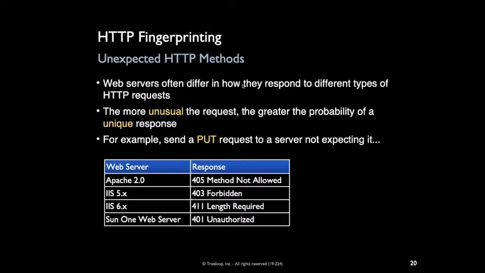So let's say, for example, I send a request to some web server and it's not expecting that kind of request. So I send a PUT request to a web server that's not expecting to receive a PUT request. Well, Apache will return a 405, IIS 5 will return a 403, IIS 6 returns a 411. So they all behave a little bit differently in that sort of unusual circumstance.